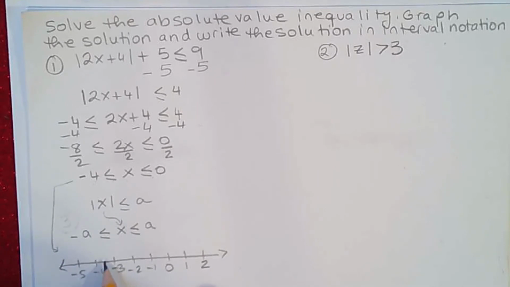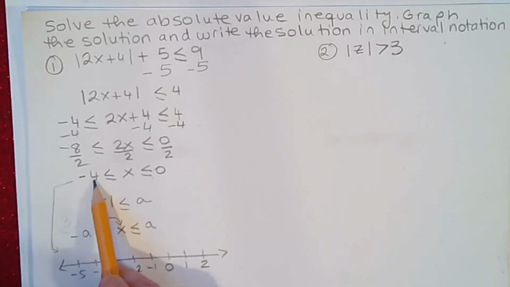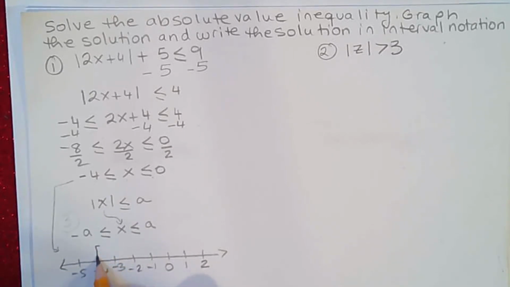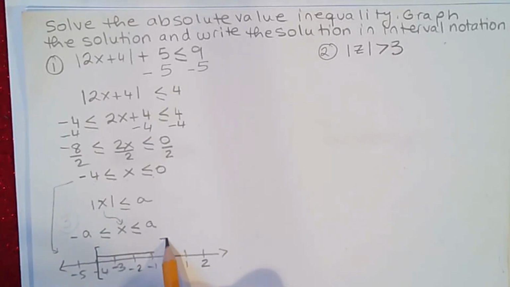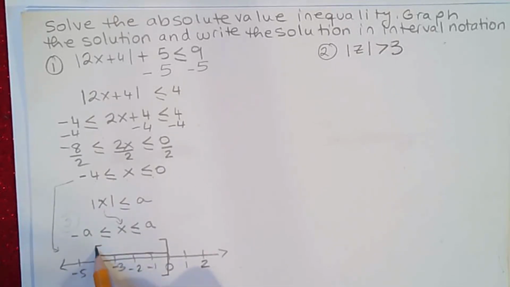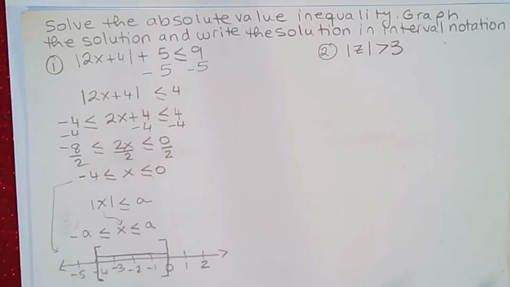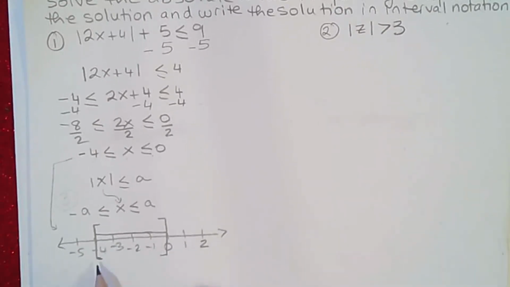So here you have negative 4 and 0 are included. So we're going to have brackets on negative 4 and 0. So from negative 4 all the way to 0. And here's the solution. Anything between negative 4 and 0 is a solution, including negative 4 and 0.